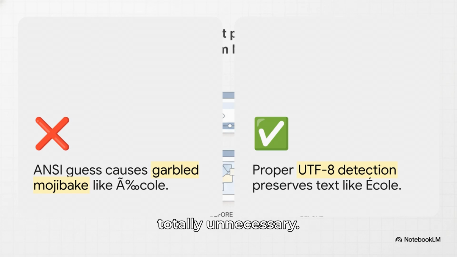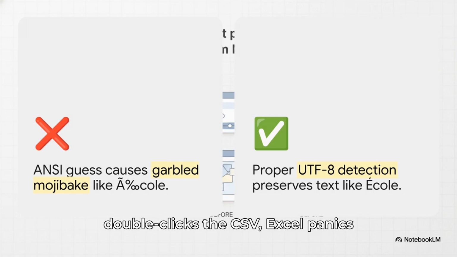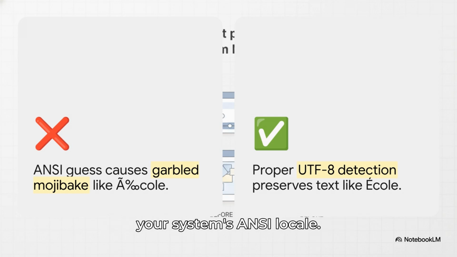It's technically totally unnecessary. But without it, when a user double-clicks the CSV, Excel panics and tries to guess your system's ANSI locale. Suddenly, all your special characters turn into garbled mojibake. You know what I mean, right? A word like école becomes a chaotic mess of strange, unreadable symbols. To make sure your French accents, currency symbols, and emojis actually survive the journey, we have to outsmart this encoding clash.